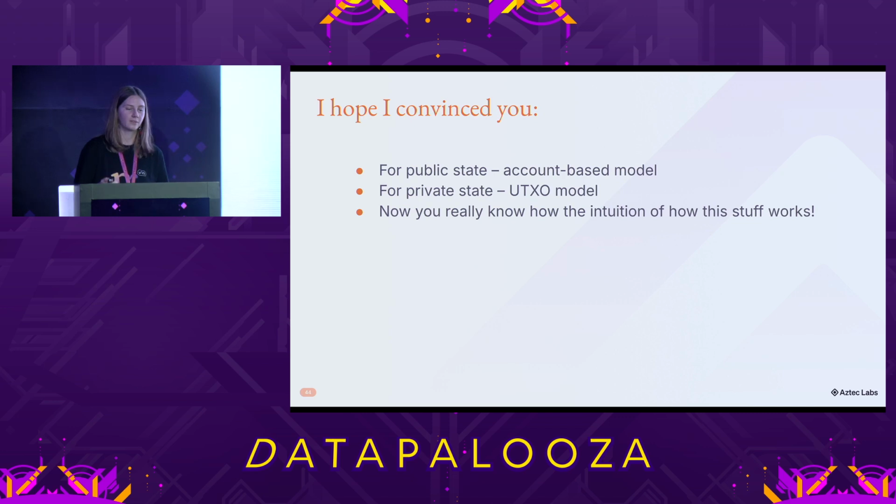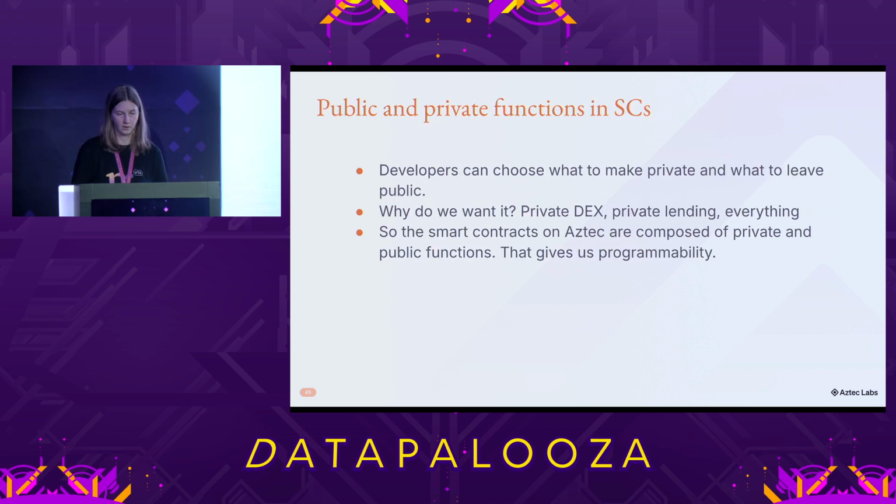So I hope I convinced you that for public state, it makes sense to use the account-based model. For private state, it makes sense to use the UTXO model. And we got some intuition how they work, and what is more important, why we made this choice. So now we have smart contracts on Aztec that consist of public and private functions and also public and private inputs. And developers can choose what to make private and what to leave public.